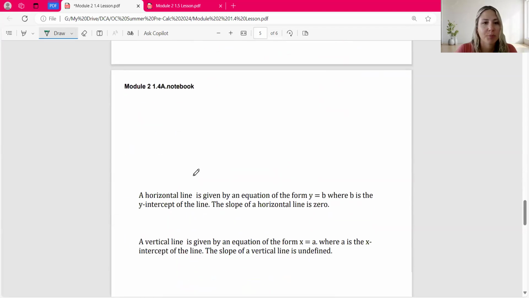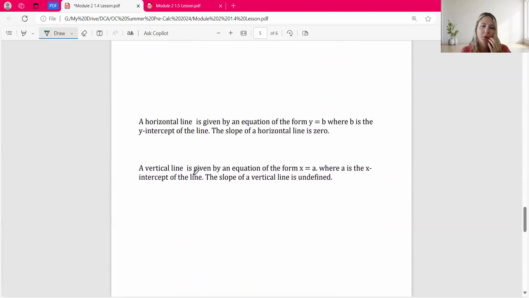The next vocab we're going to talk about is just some review on horizontal and vertical lines. A horizontal line is given by an equation of the form y equals b. We put in that variable where b is the y-intercept of the line. The slope of a horizontal line is 0. Important to remember, or you can think about it once you look at a horizontal line.